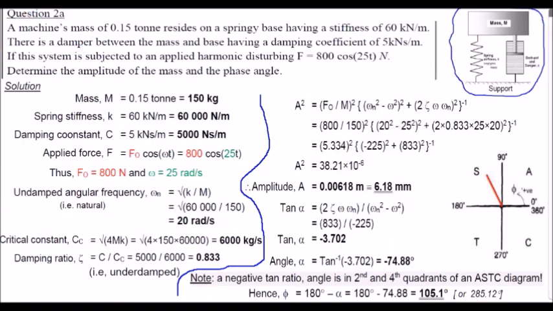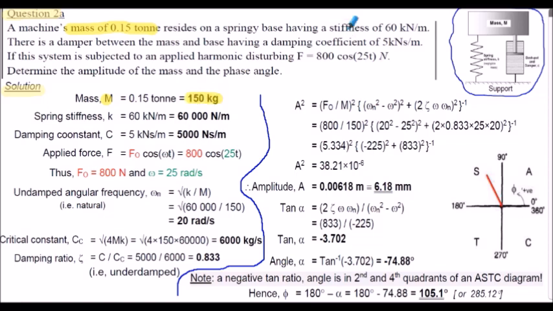Question 2A, solution. Again, very similar to the previous question. Just be careful here when you extract the information from the question. You note the units used. For example, the machine's mass is 0.15 ton, so capital M here is 150 kilograms.